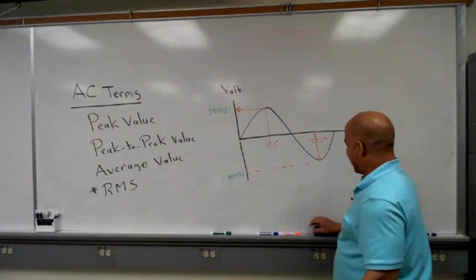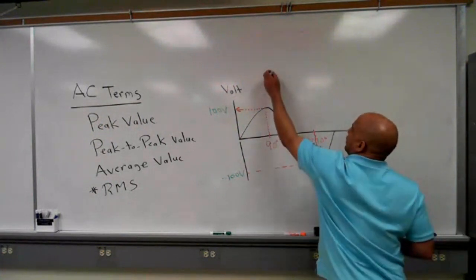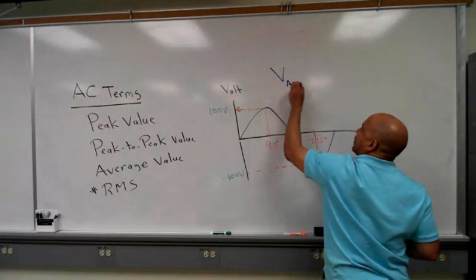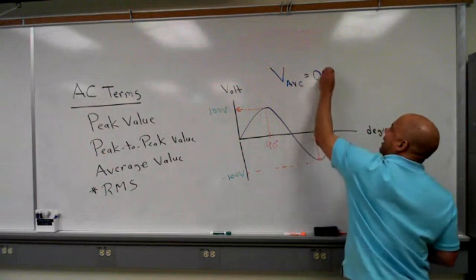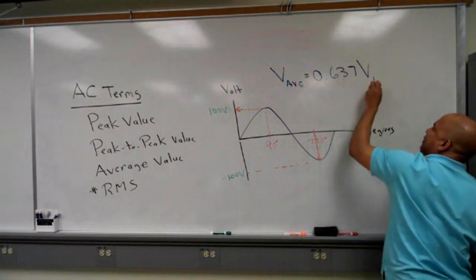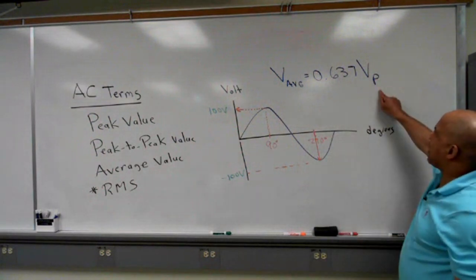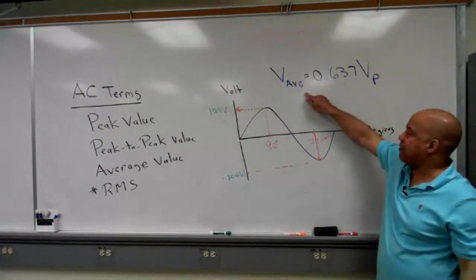And you can get that by, let's call this V average, I'll write it that way. But you can get that by taking 0.637 times the peak value. So if I give you the peak value, you can multiply by 0.637, and that'll give you the average value.